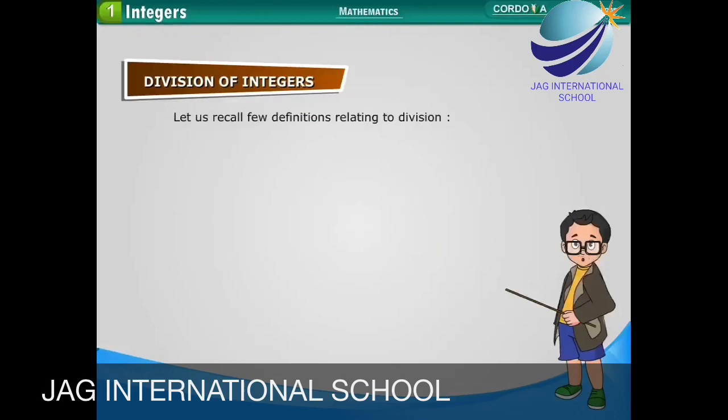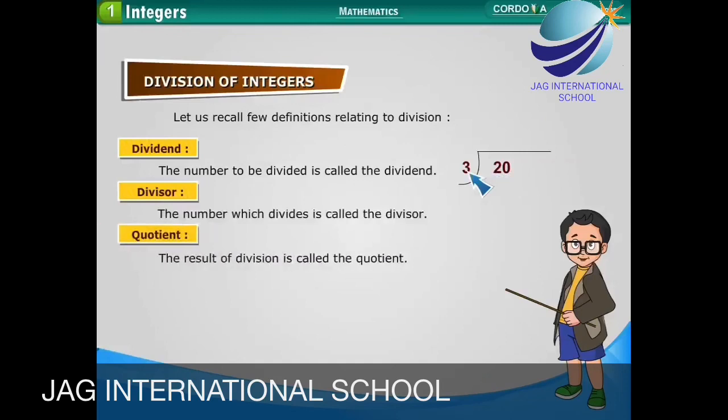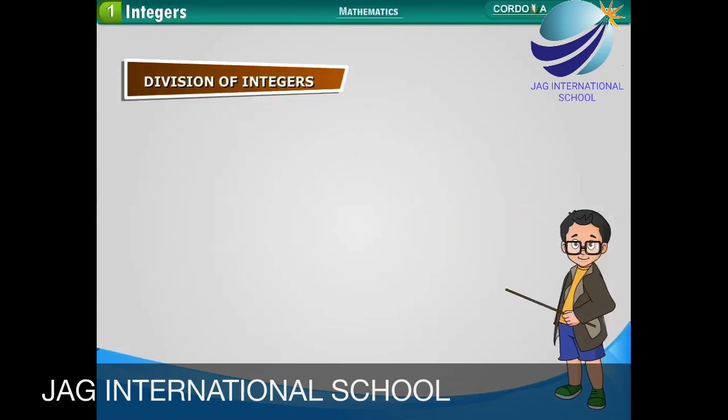Let us recall few definitions relating to division. Dividend. The number to be divided is called the dividend. Divisor. The number which divides is called the divisor. Quotient. The result of division is called the quotient. Remainder. The number that is left over in division is called the remainder. To find the quotient of two integers, we have the following rules.